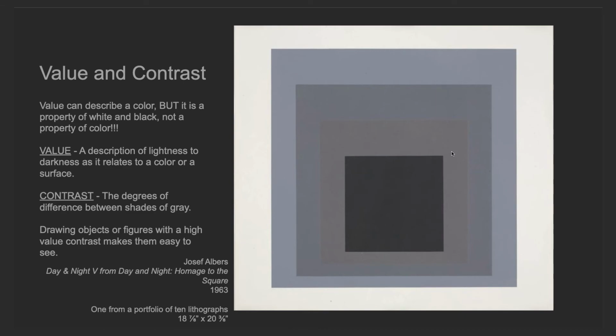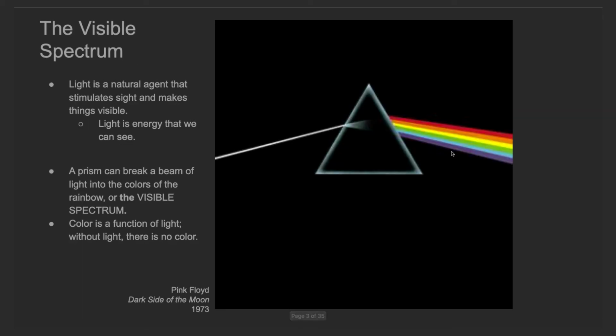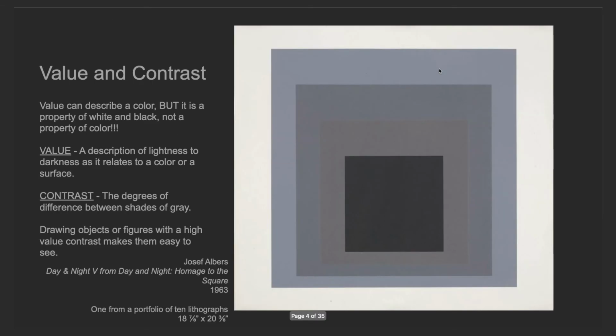Now let's step back a little bit. Color. If you've noticed, the rainbow doesn't have black on it. And it doesn't have white on it. We see white here. So white is light and black is the absence of light. So when you're talking about black and white, the terms that we use are value and contrast.